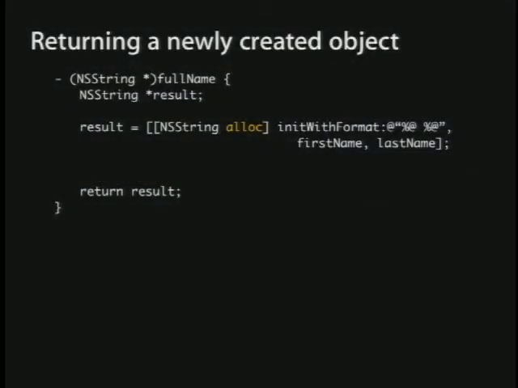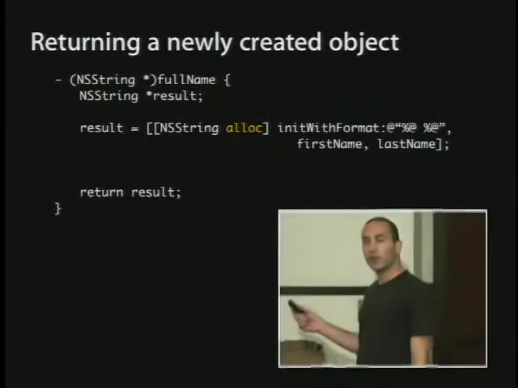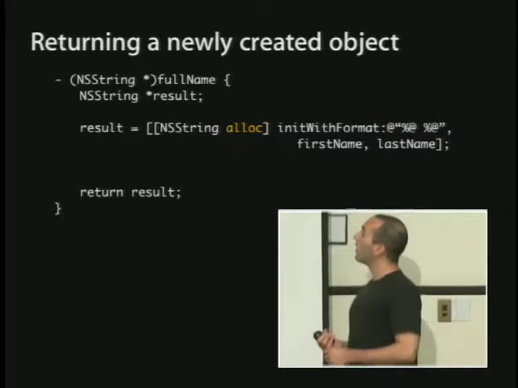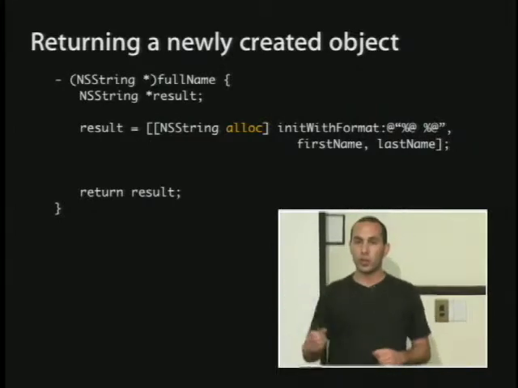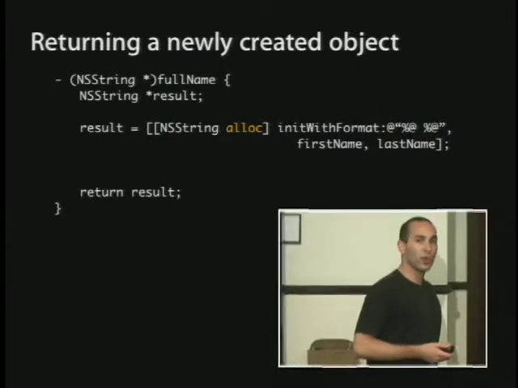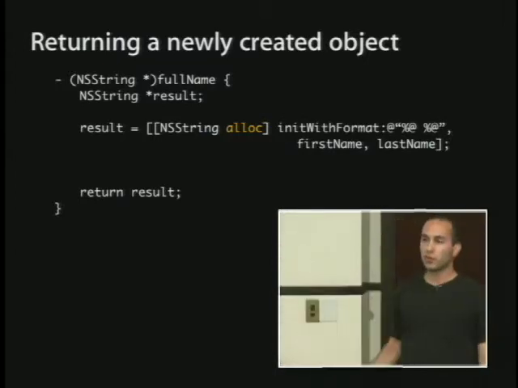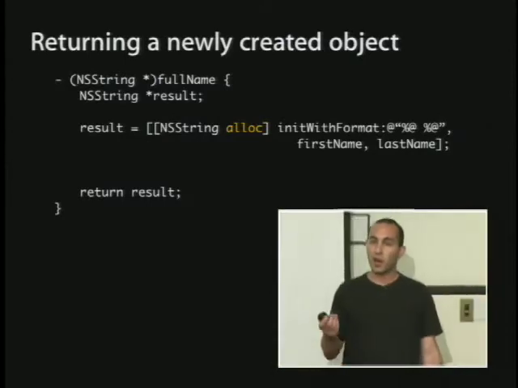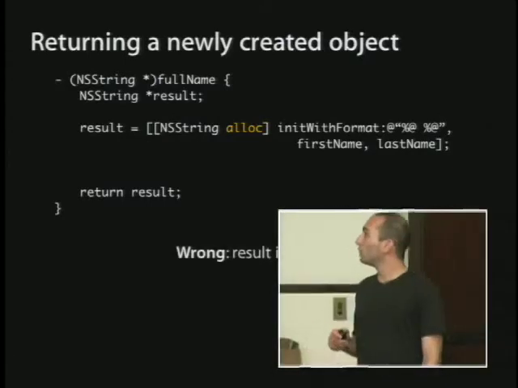Well, let's say we have this method called full name, okay? It takes the first name and the last name as instance variables in whatever class you're implementing, and it creates a new string and returns it to the caller. Well, who's responsible for releasing that? And how does the caller know that he's supposed to release the result when he gets it? There's a few ways you can think about this.